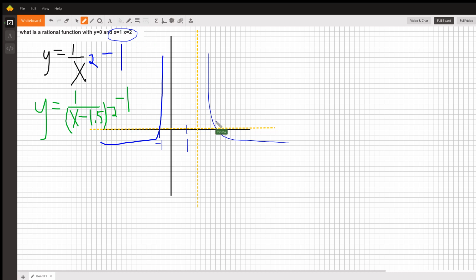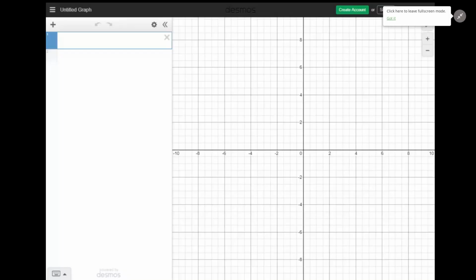So this is going to actually cross at 2, and this one, I think, is going to cross at 1. Now, we're going to go to Desmos and see if this works. And if it doesn't, we'll adjust it until we have y equals 0 with x equals 1 and x equals 2. So I'm going to go over here and share my screen with the Chrome tab, which is Desmos.